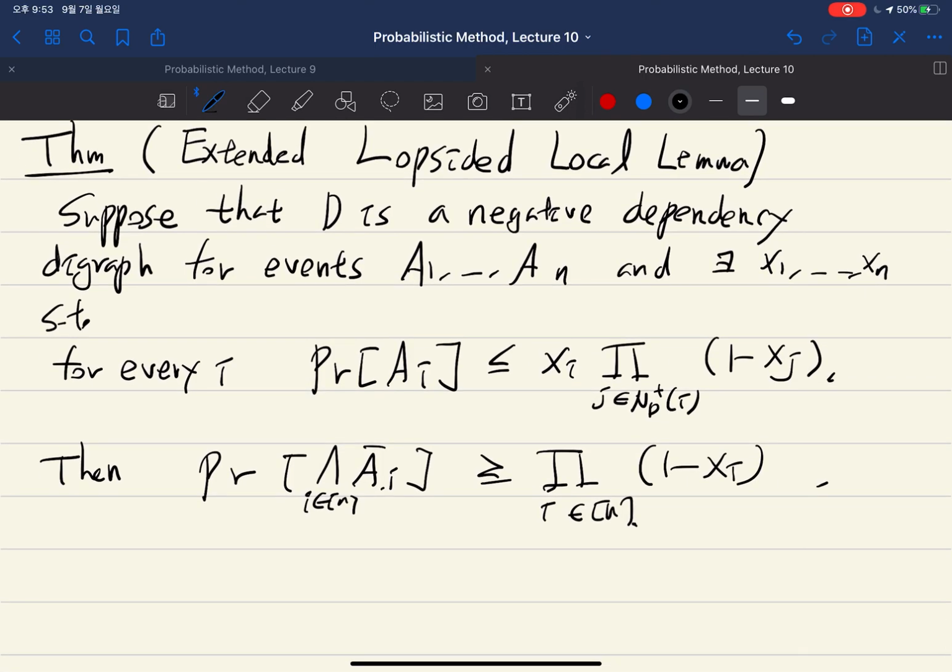So, let's say, this is a digraph. Give me a moment.